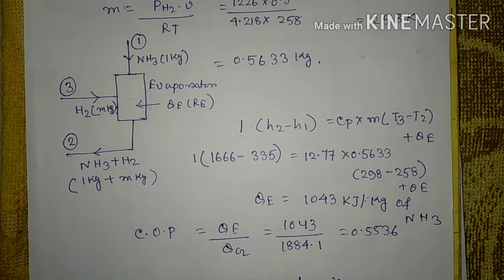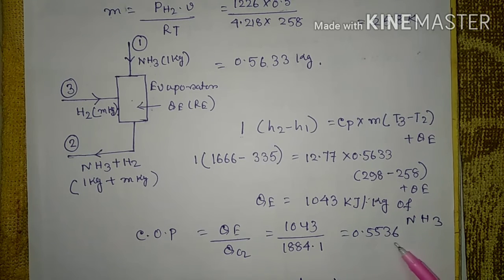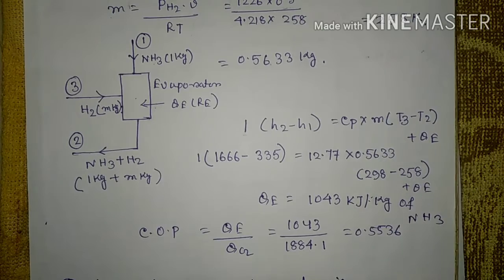Now COP, as you know, is the ratio of QE by QG. Put in the values: 1043 divided by 1884.1. So the COP will be 0.5536. The net COP will be 0.5536. This is the answer that you can get from this numerical.